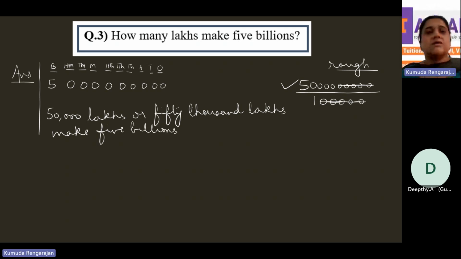All of you understand this? Yeah. So any other question also, you should be able to answer. How many lakhs, how many thousands? This is the procedure. Take down.